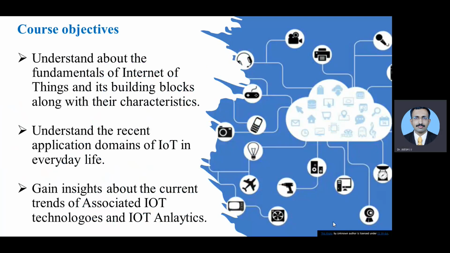Okay, what is the second objective? Understand the recent applications in the domain of IoT, which are useful for everyday lifestyle. You know that in your home you are using it, in your office you will be using it, in industries you will be using it. Different applications are there based on the requirement. All of you should make a note of this. You should know what the course objectives and the course outcomes are. We will be discussing all those things.